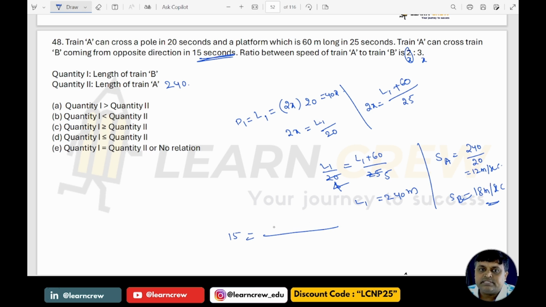Distance. So, the length of the first train you already got as 240. Length of the second train, I don't know, divided by how much time? 15. Time is equal to distance by speed. Speed is relative speed. One speed is 12, the other speed is 18. So 30 into 15, 450 minus 240. Thereby the length of the second train is 210. So 210 is less than 240. So here option B.